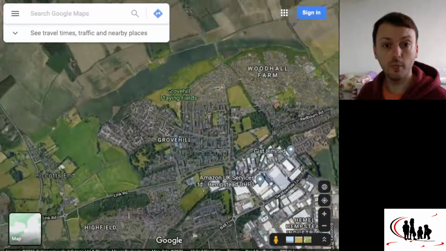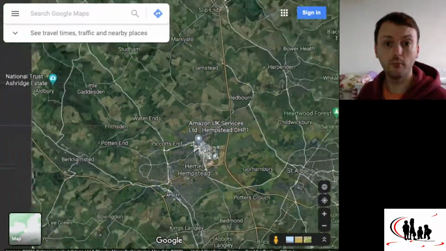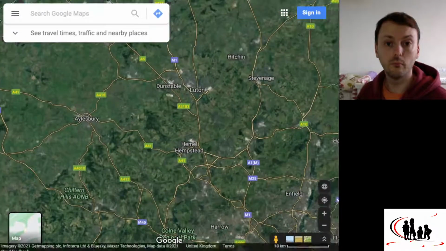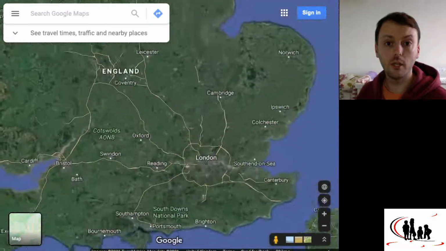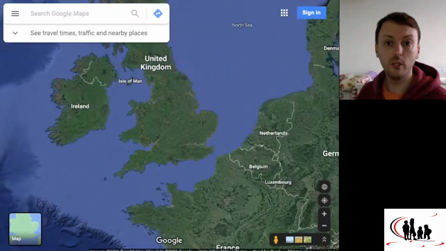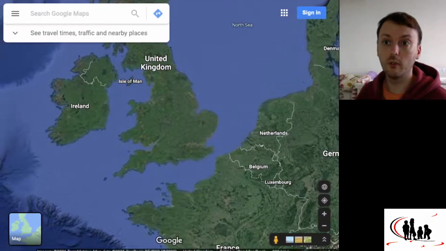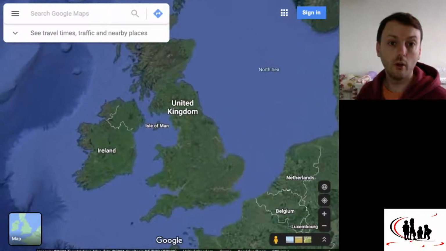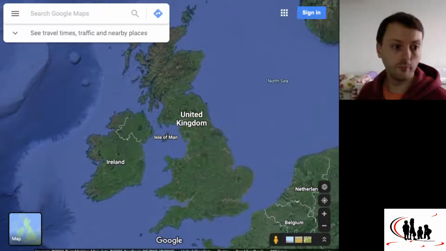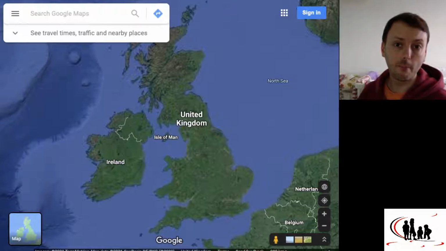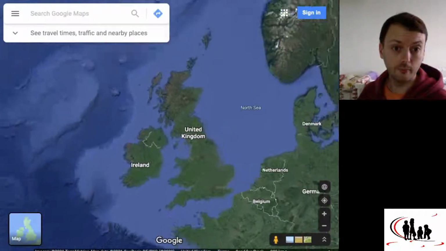But I can keep on zooming out, and I can keep on zooming out until I get to a stage where no longer can I see Grove Hill, but now I can see the whole of the United Kingdom. This is our island. But I can zoom out from that.